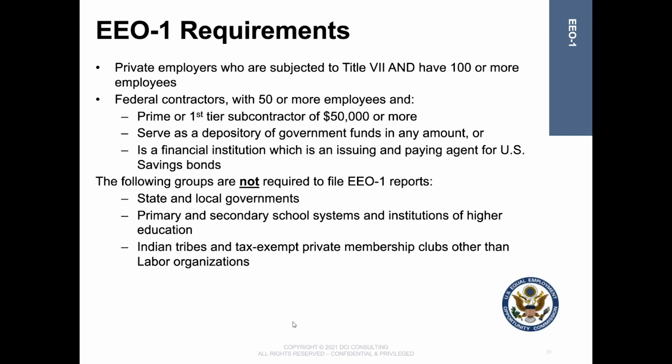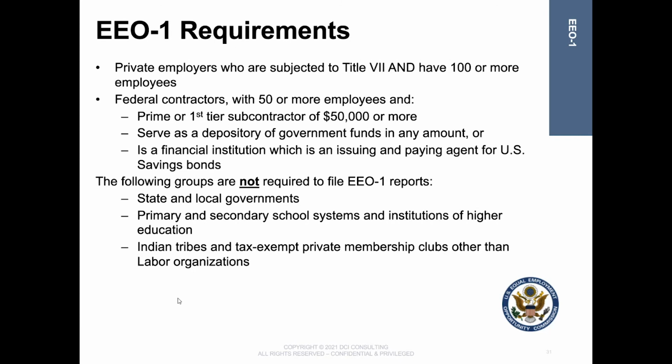So the EEO-1 report is for private employers who are subject to Title VII and have more than 100 employees. Or if you're a federal contractor with 50 or more employees, you have a prime or first-tier contract of at least $50,000. Or if you are a depository financial institution, you also need to file your EEO-1 reports. Not included in an EEO-1 report are your state and local governments and your school systems. They actually file a different kind of report in some cases, and then any tax-exempt organizations.